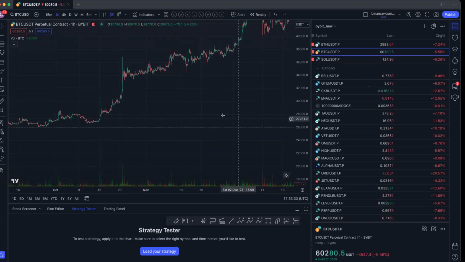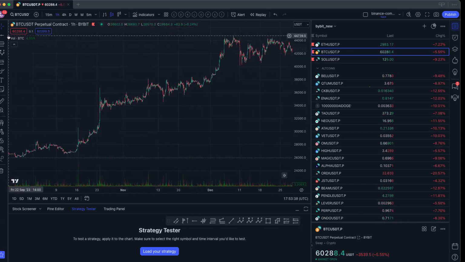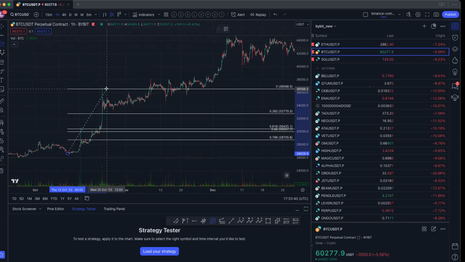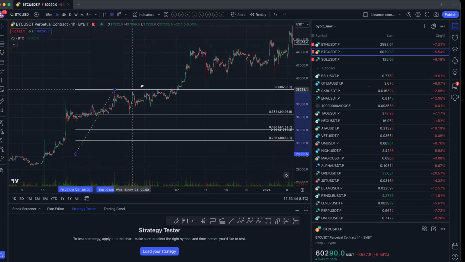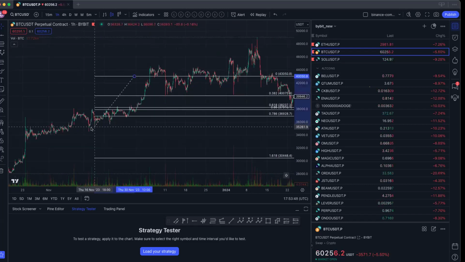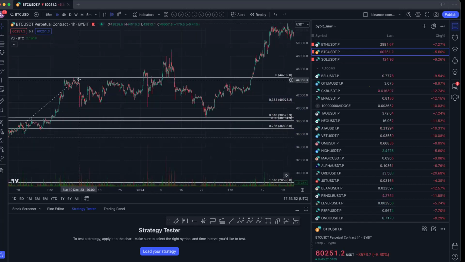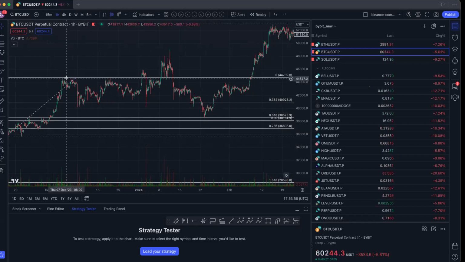From here uptrend started. We didn't get a chance to buy. We were waiting for 61.8. We didn't get a hit. Now again, I will draw it from where the uptrend started. It started from here. I will look for the 61.8. It didn't get hit. Here we didn't get it.